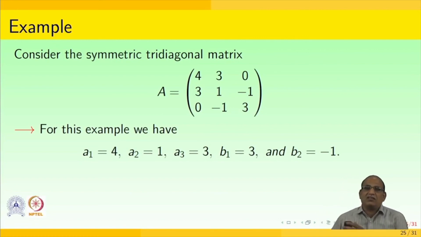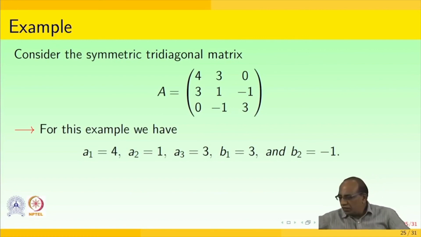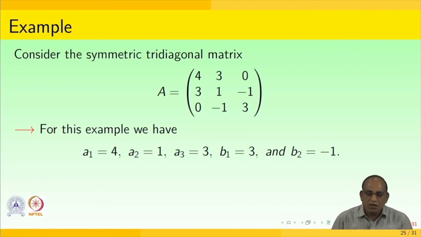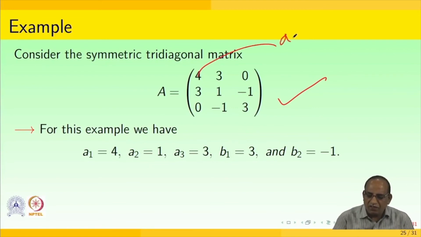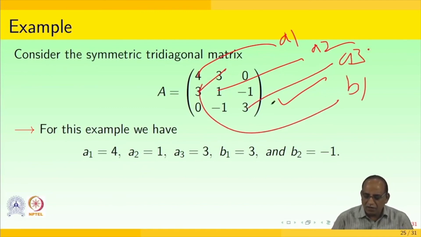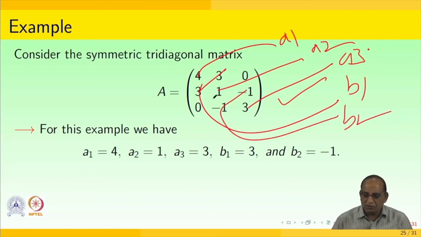Let's consider this 3 by 3 matrix. For this example, this is the value of A1, this is the value of A2, and this is the value of A3, and these are all values of B1, and B2 is these values, and the rest are all zeros.